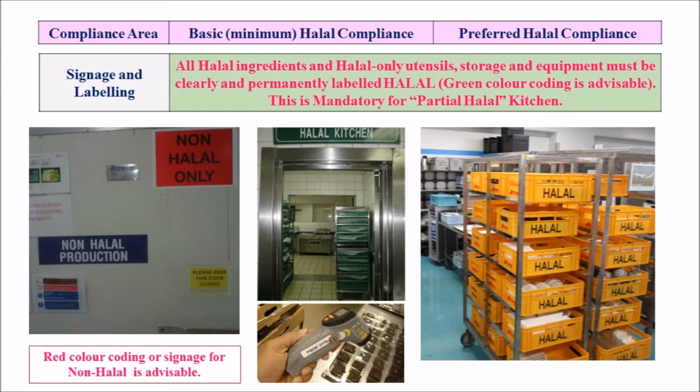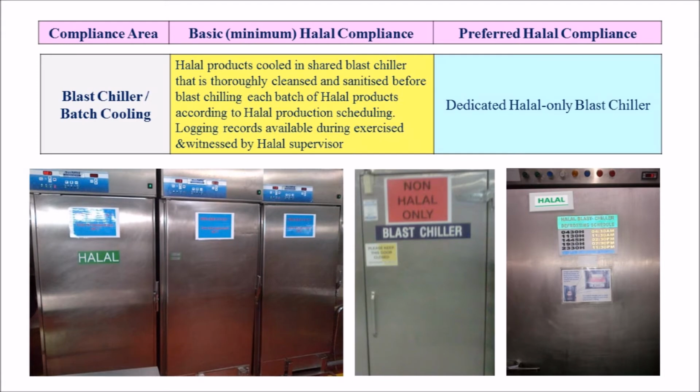For non-halal, if you want to use color coding, red is advisable. Now, blast chiller, deep freezer or blast chiller, batch cooling. Listen, here is the basic requirement: halal product cooled in a shared blast chiller. The preferred level is a dedicated blast chiller for halal.